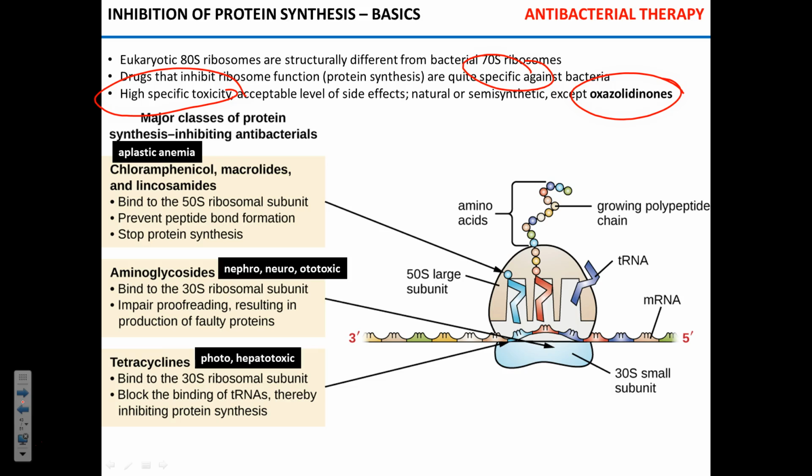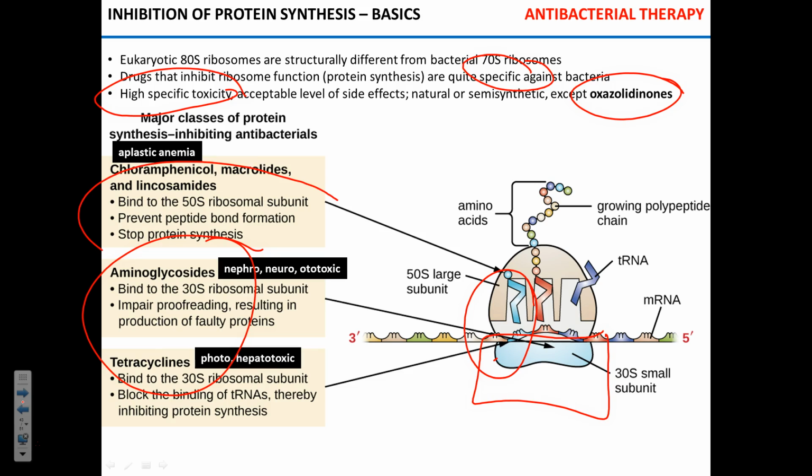What can you do to the ribosome? Aminoglycosides and tetracyclines bind to the 30S subunit. Aminoglycosides change the structure of the 30S subunit, changing the structure and the function of the proteins that are produced, essentially rendering them dysfunctional. Okay? Tetracyclines prevent binding of transfer RNA to the 30S subunit, and when transfer RNA cannot bind, there is no synthesis.